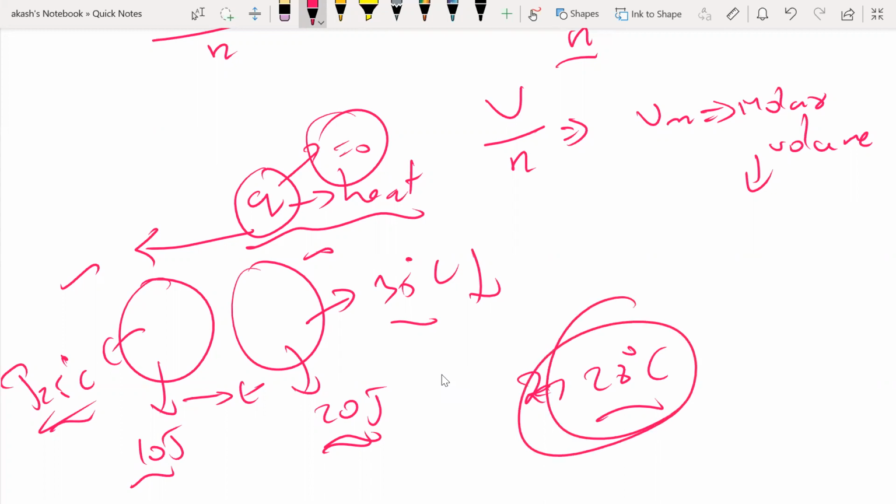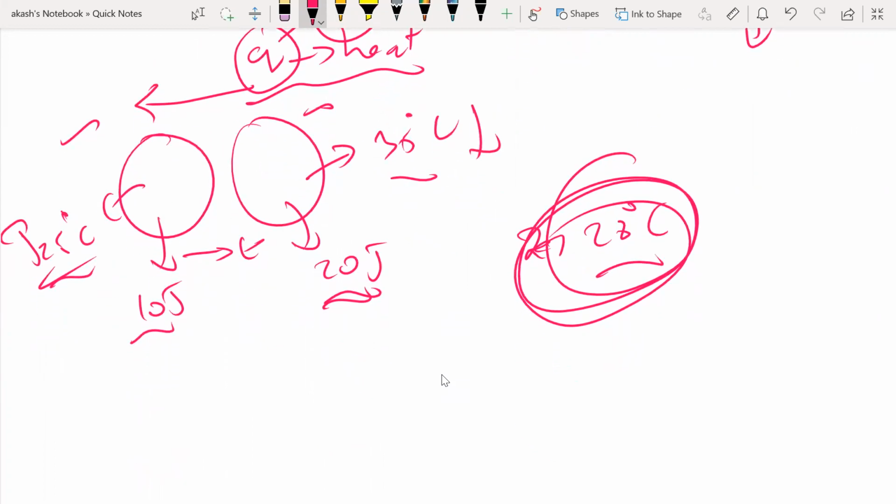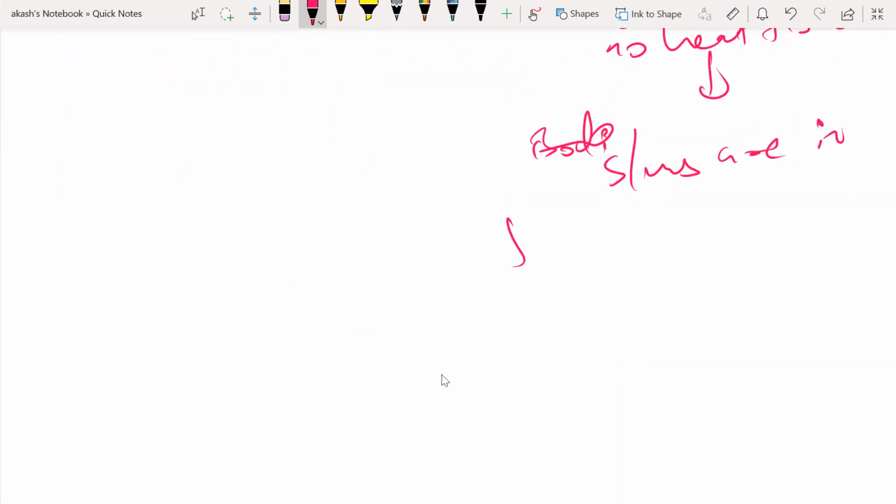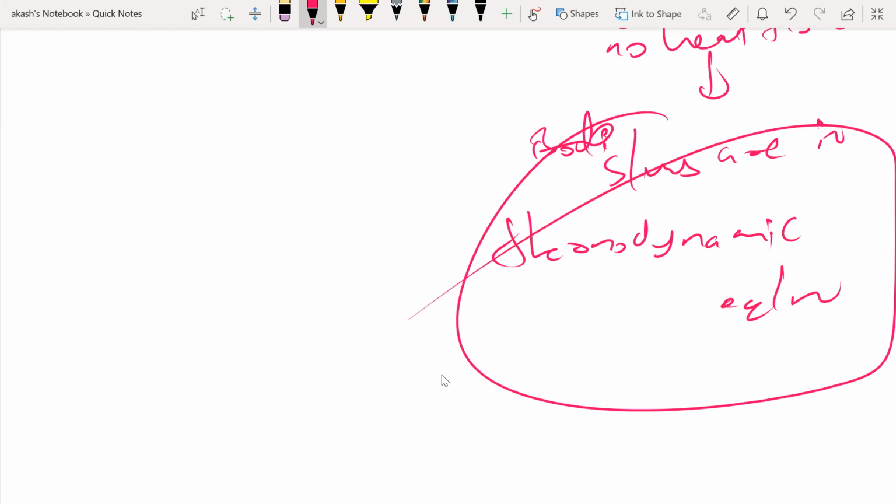Now at this point, when you see that there is no heat flow, you will say that these two bodies or these two systems are in thermodynamic equilibrium. So what do you understand by thermodynamic equilibrium? No heat flow will happen between your two systems or between system and surroundings. If I say that system and surroundings are in thermodynamic equilibrium, then you'll say that there will not be any heat flow between system and surroundings. Is that what you understand?